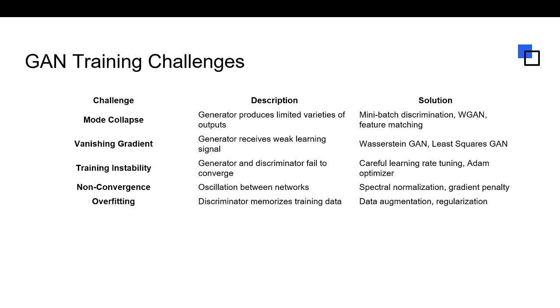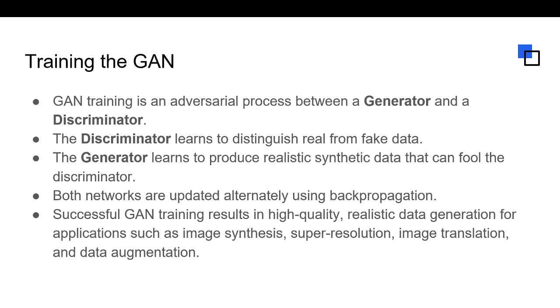These are the challenges faced by a GAN model. The model can collapse, gradient problems can occur, training instability can occur, non-convergence can occur, and the model can be overfitted sometimes. These are the challenges faced by a GAN.